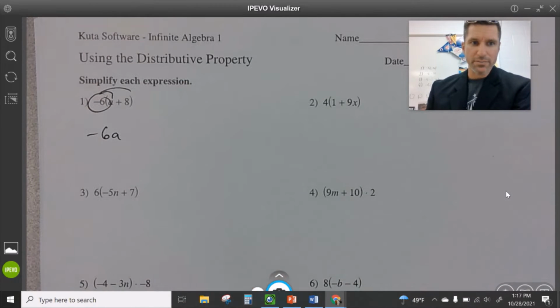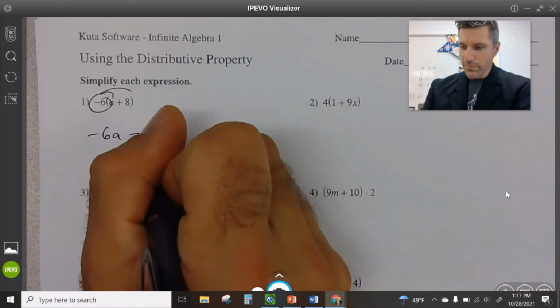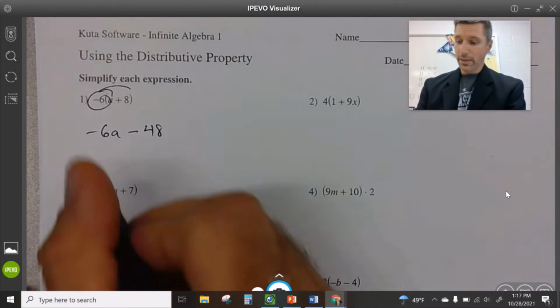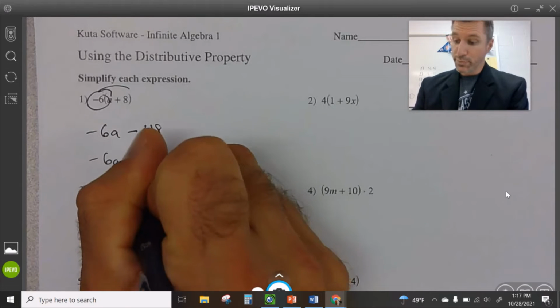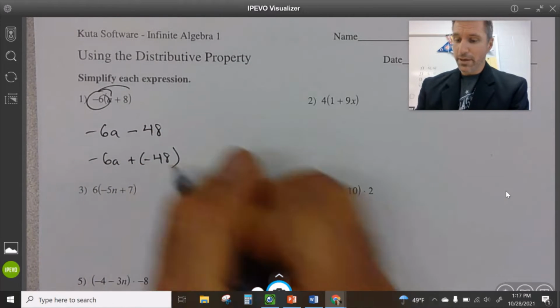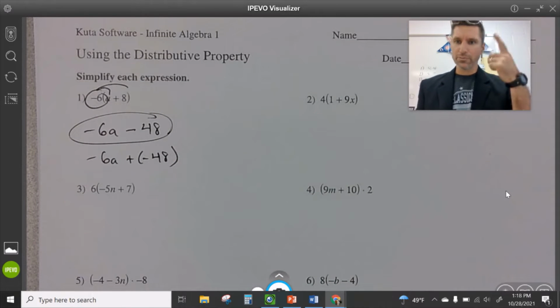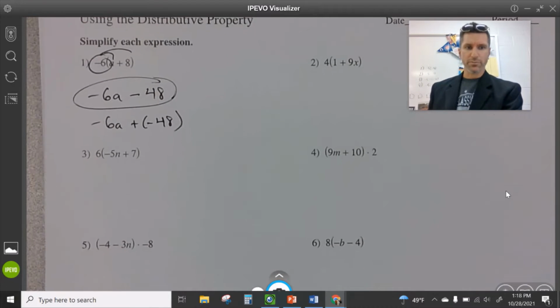Don't forget to take -6 times 8, which is -48. Or you could write it as its twin, -6A plus -48, but I'm really okay with this one. I kind of like that one right there. Okay, so let's multiply, keep track of your signs. Let's work down this worksheet a little bit.